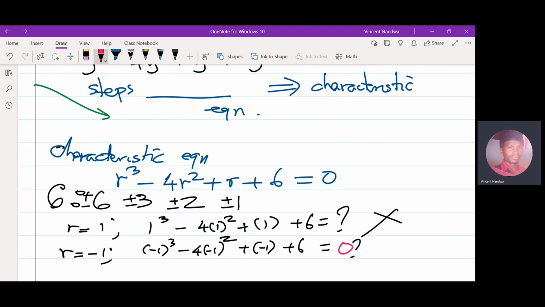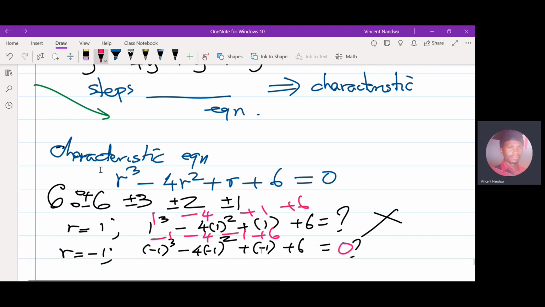Positive cannot work because you see 1 cubed is 1, this will get -4, this will get +1, this +6, it can't be 0. 8 minus 4 is not 0. But the second one works because this will be -1, -4, -1, +6. So all this gives you -6 plus 6 is 0.